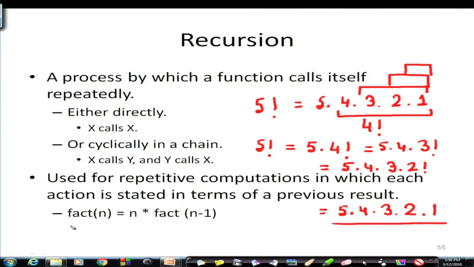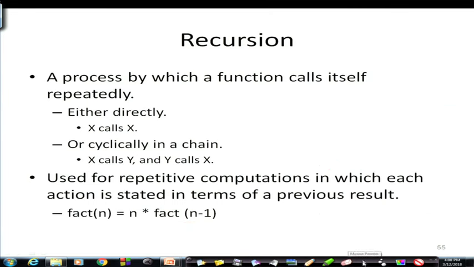So, in general we can write factorial of n is n times factorial of n minus 1, and factorial of n minus 1 will be n minus 1 into factorial of n minus 2, factorial of n minus 2 will be n minus 2 into factorial of n minus 3. In that way it will go on, but it will be successful only if there is a terminating point, which we often call the basis condition. Okay. I hope you have understood this.